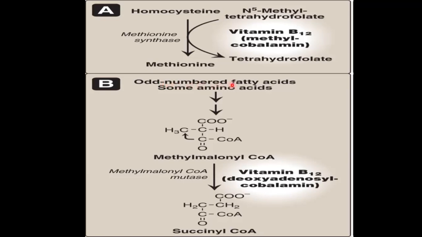Also, you can see odd chain fatty acids and some amino acids. The four amino acids are threonine, methionine, isoleucine, and valine. When they undergo degradation, they will give you methylmalonyl CoA. In fact, this should be L-methylmalonyl CoA. Then this methylmalonyl CoA undergoes isomerization, a reaction catalyzed by methylmalonyl CoA mutase, which requires vitamin B12 in the form of deoxyadenosylcobalamin, to form succinyl CoA. Succinyl CoA will go to the TCA cycle. It can also be used in gluconeogenesis or to produce energy.